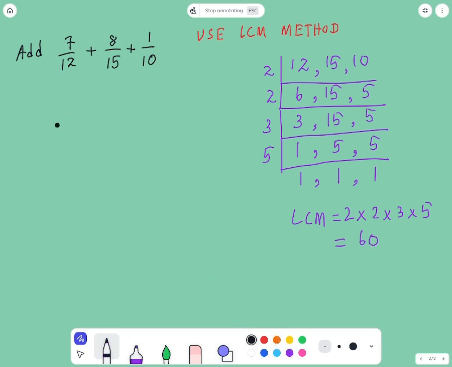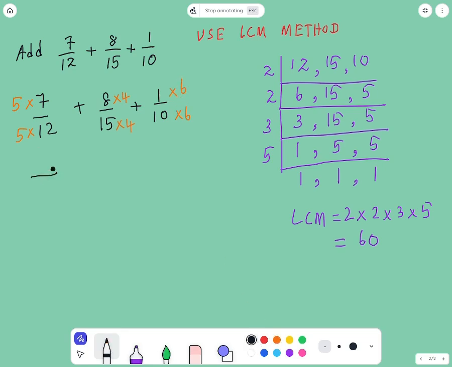Now I'm going to write the fractions again. 7 over 12 and 8 over 15, 1 over 10. Then I'm going to change the denominators to 60. So 12 multiplied by 5, you get 60. Then 7 also multiplied by 5. 15 multiplied by 4, you get 60. Then 8 also multiplied by 4. 10 multiplied by 6 is 60. Then 1 also multiplied by 6.